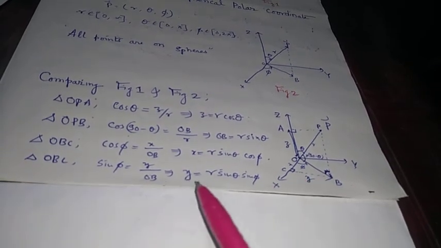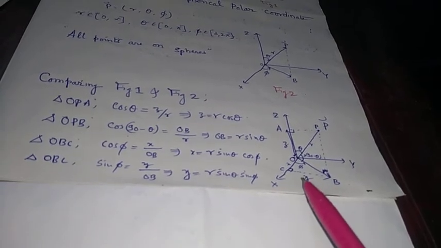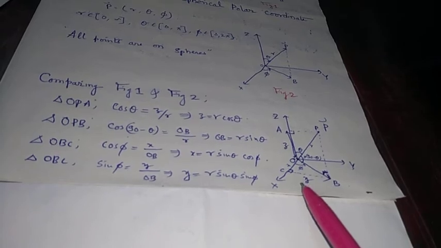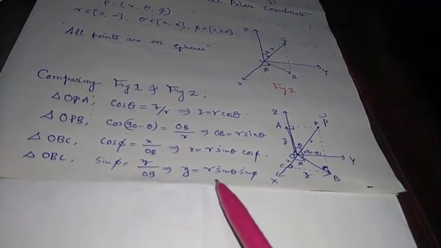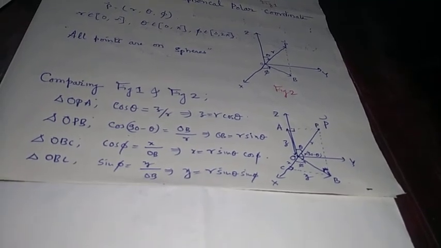And in the same triangle, if you consider sine phi, which is opposite, which is y here, or CB, divided by your hypotenuse, which is OB, so we get y is equal to r sine theta into sine phi.